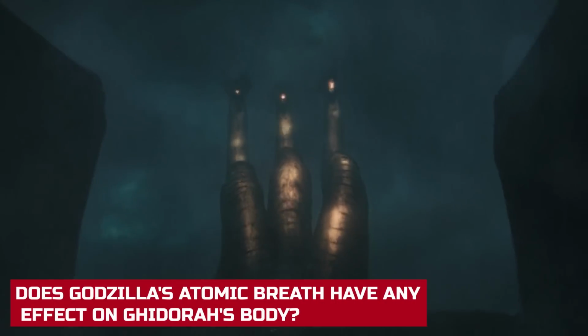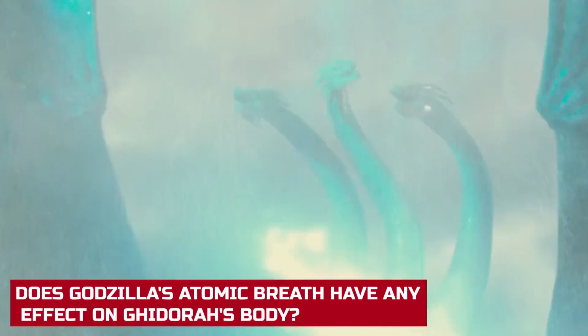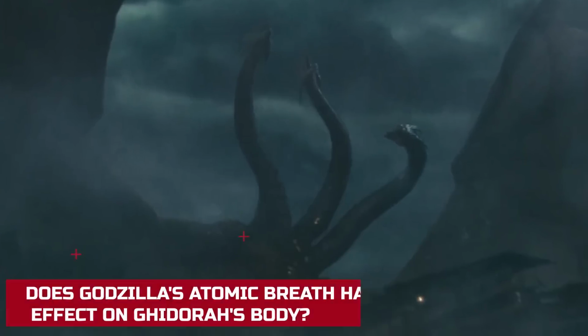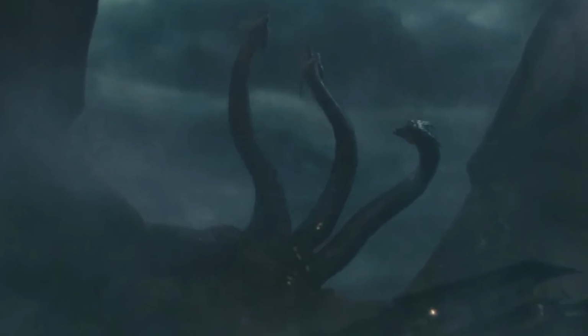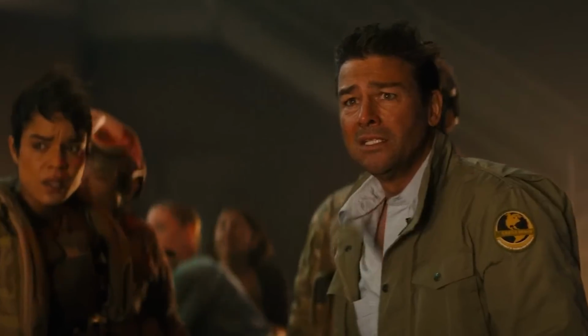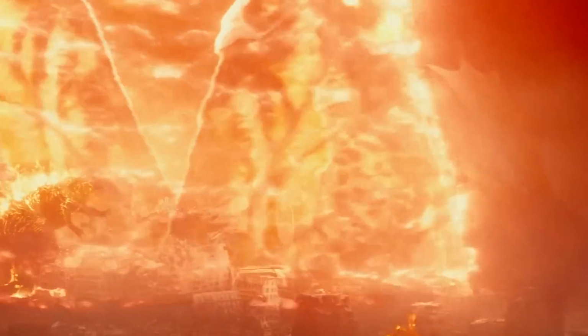Does Godzilla's atomic breath have any effect on Ghidorah's body? The layer of gold on his scales provides Ghidorah with a durability that no other kaijus have. We often see Ghidorah shrug off open fires that have halted other kaijus in their tracks, such as the Oxygen Destroyer. We often see Ghidorah use his wings as a shield, even when Godzilla uses his atomic breath.